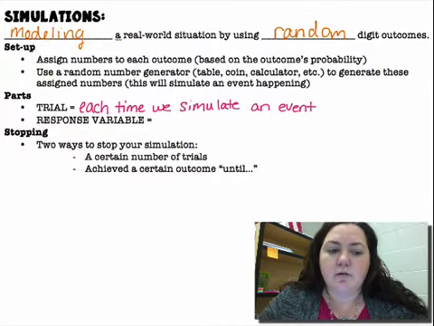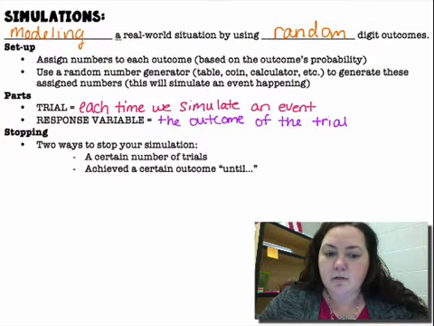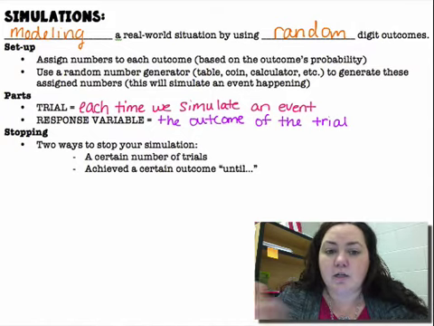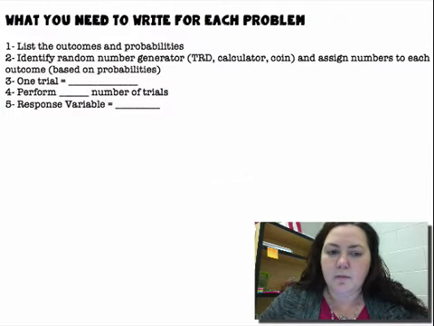Okay, so trial, the parts of this simulation. A trial is each time we simulate an event, and the response variable is the outcome of the trial. And then stopping: 2 ways to stop a simulation are you do a certain number of trials, so you run that many trials, or you achieve a certain value, so you're working on it until you get to something, then you move to the next one.